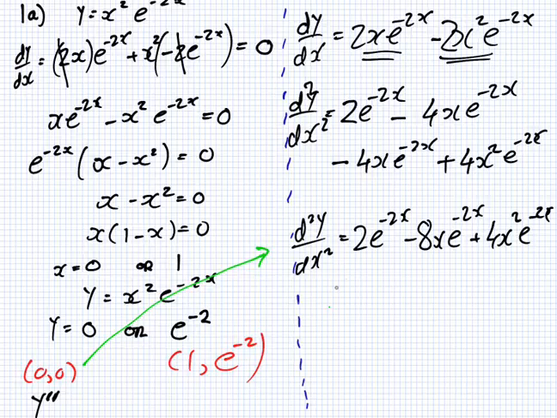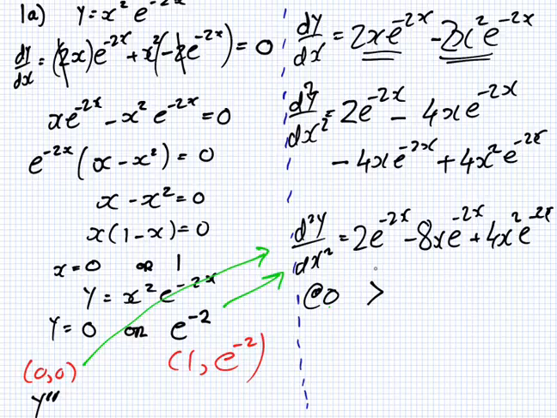Let's see. So at 0, this would equal 2 minus positive, yeah. It'll be just this piece and they're gone. So it'll be positive. And then I expect this one now to be negative.